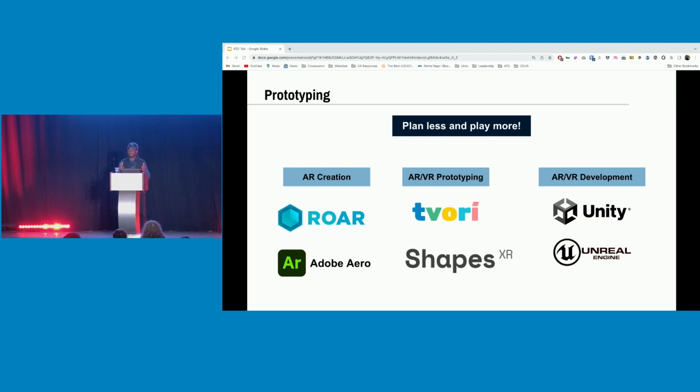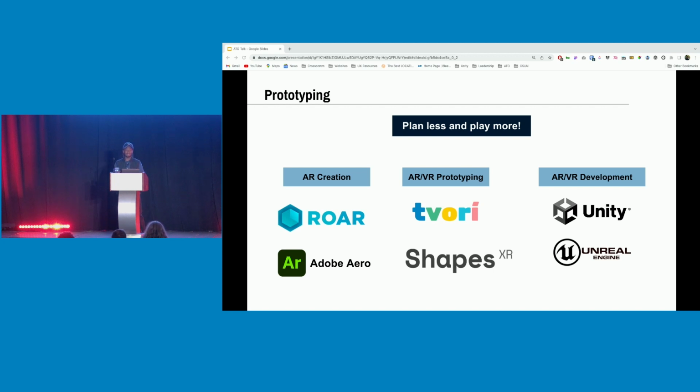And there's a ton of new software on the market that can help you craft and design immersive experiences. And the good news is they don't all involve code. Now, a lot of you are developers in the room, so there are ones you've probably heard of, like Unity and Unreal. But there are AR creation tools like Reality Composer and Adobe Aero that just allow you to get your feet wet and create AR. And then there are AR and VR prototyping tools like Tvori and ShapesXR.